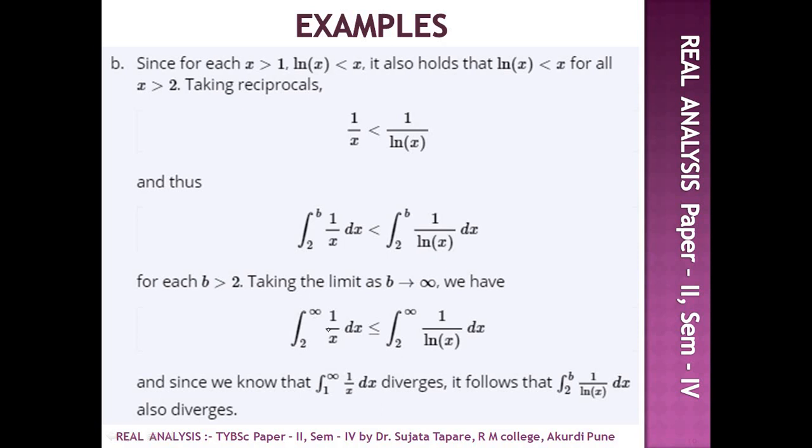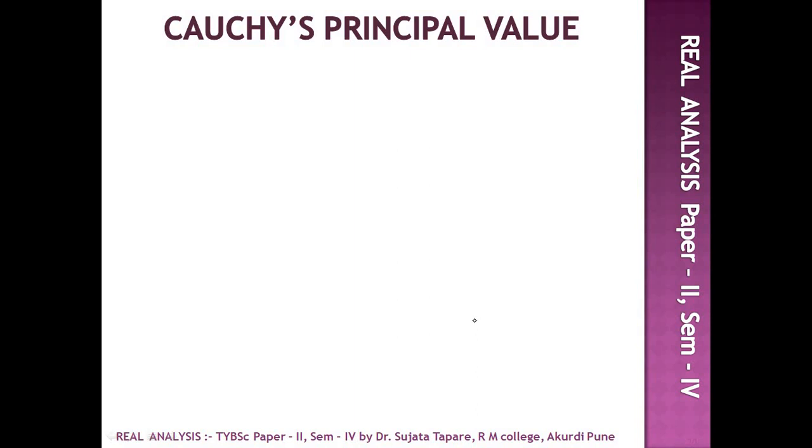So we have the integral from 2 to infinity of dx upon x less than or equal to the integral from 2 to infinity of dx upon log of x. Now for dx upon x, here p is equal to 1, and it is an improper integral of the first kind. When p is equal to 1, both kinds of improper integral, either first kind or second kind, are divergent. So it is divergent, and this given integral is greater than this divergent integral. Hence this given integral, by comparison test, also diverges to infinity.